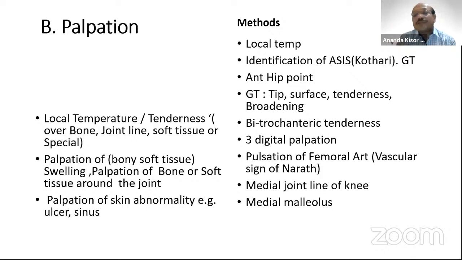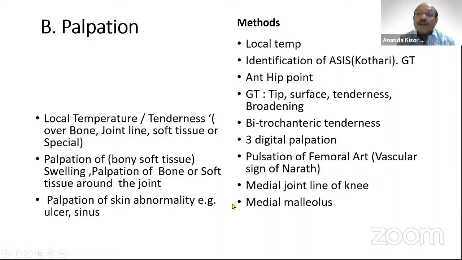This is the way of diagnosis, the positive vascular sign of Narath. Some students say it is an absent pulsation. It is absolutely wrong. In case of absent bony support underneath, it will be difficult to palpate the femoral artery. So there is unequal pressure. On the abnormal side, excessive pressure has to be given from above to feel the pulsation of the femoral artery. This is the positive vascular sign of Narath.